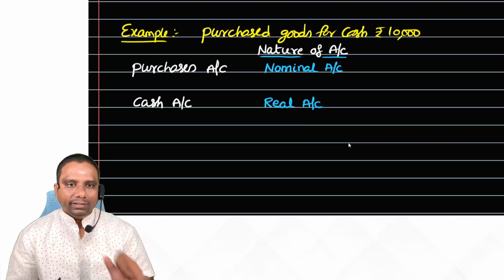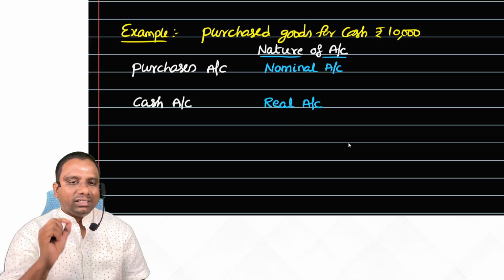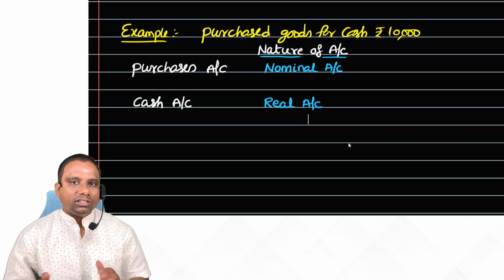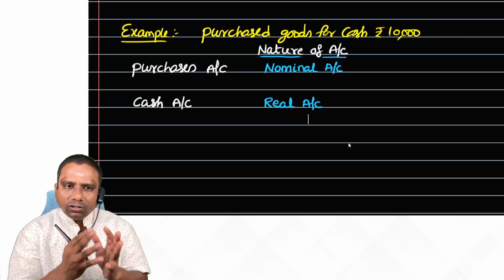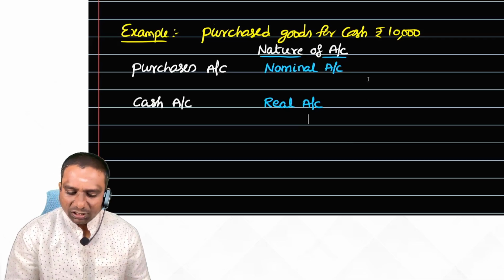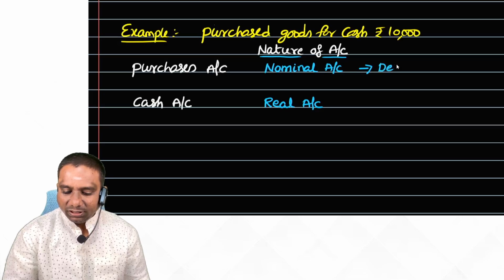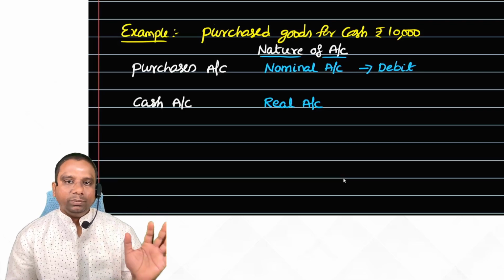Now come to real account. What is the rule of real account? Debit what comes in. Credit what goes out. These are the rules. Now, based on these rules, you tell me whether purchase account is debit or credit. Debit. Purchase account is debit. Why? Because it is an expense, debit.